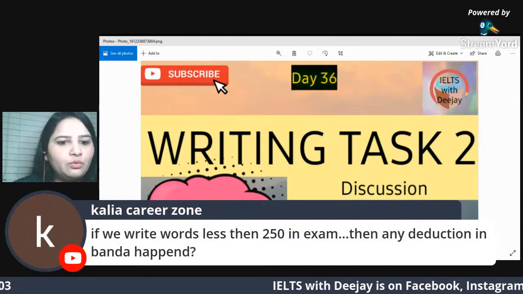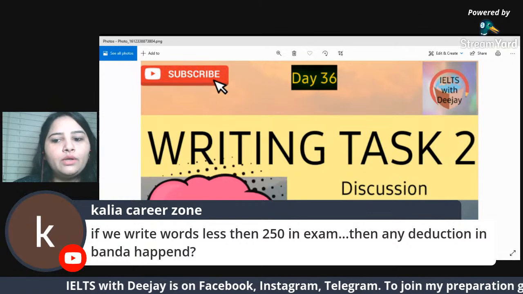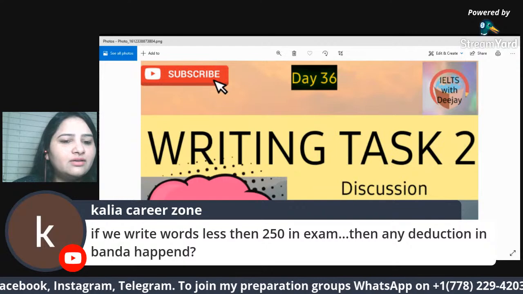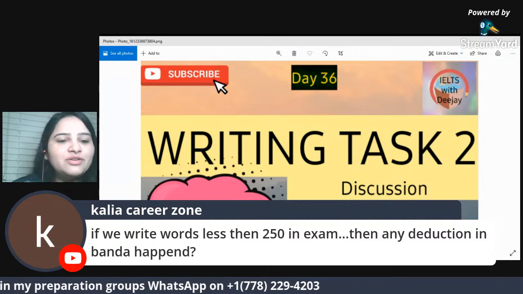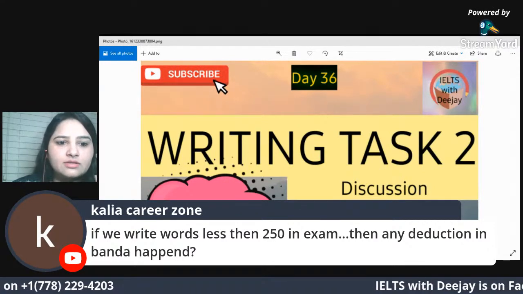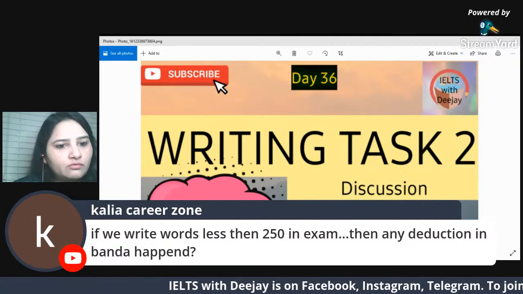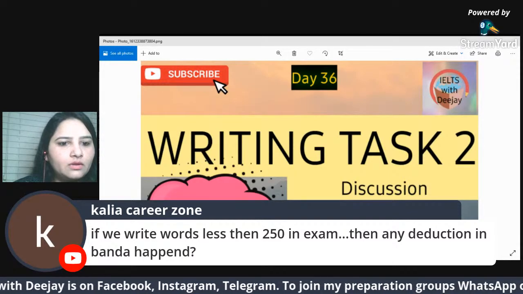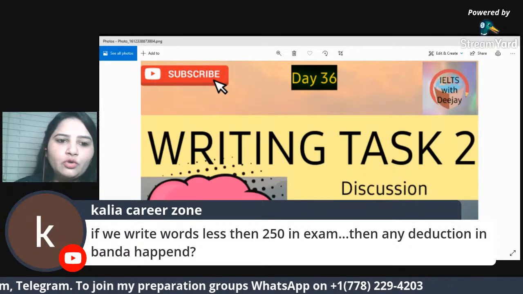Okay? If you write fewer words than required in the exam, yes, a reduction will be there, when you are not complying with the instructions. So you will not be able to get your desired band score. Because these are the basic things: you have to write 250 words in your essay. You have to write more than 250 actually. You will write around 290 to 300. That is the best thing to do. And if you're writing less than 250, you will lose marks.